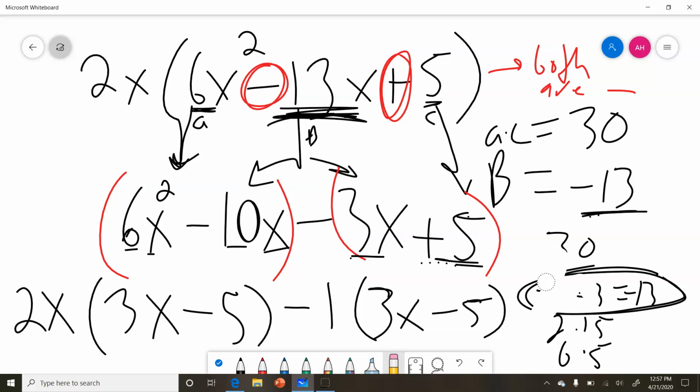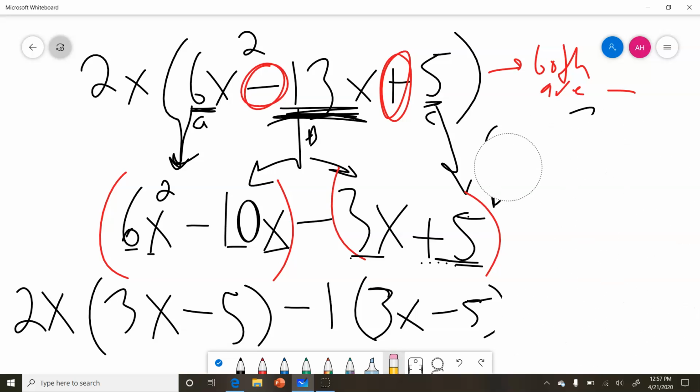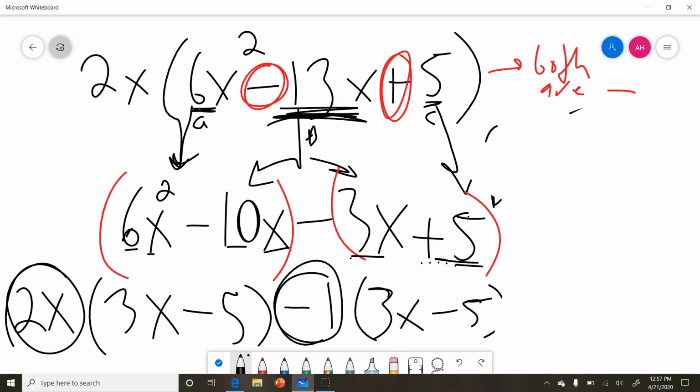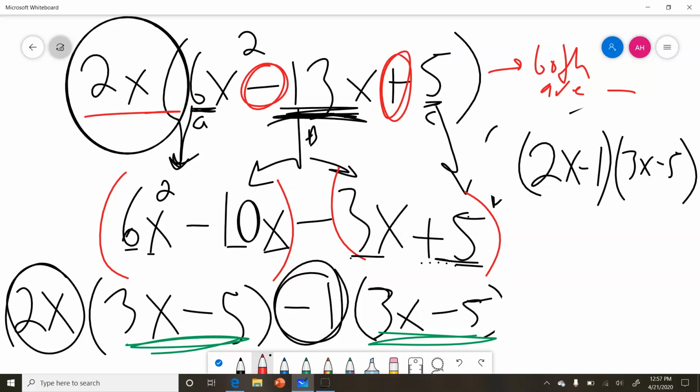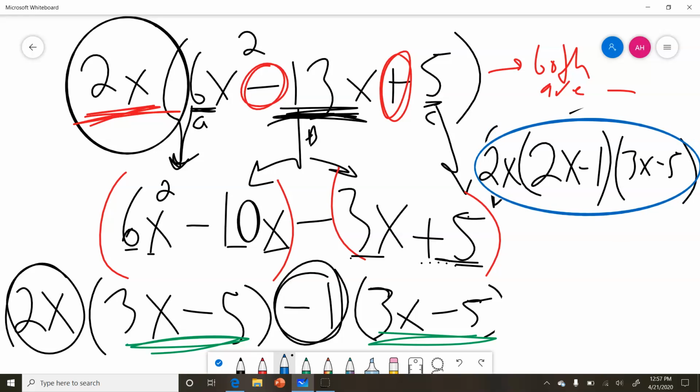Now, to write my grand total of an answer, I'm going to erase this real fast so we have some space. So I take this 2x and combine it with this minus 1. I combine that together, and I get 2x minus 1. And all of that times what's left right here, 3x minus 5. Those are the same, so those get combined to 3x minus 5. And then I can't forget, way up here, what did I take out? Originally, I took out this 2x, so I have to put it back in front like that. And so there's my final answer, 2x times 2x minus 1 times 3x minus 5.